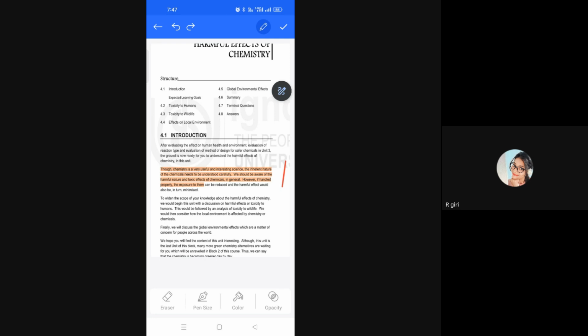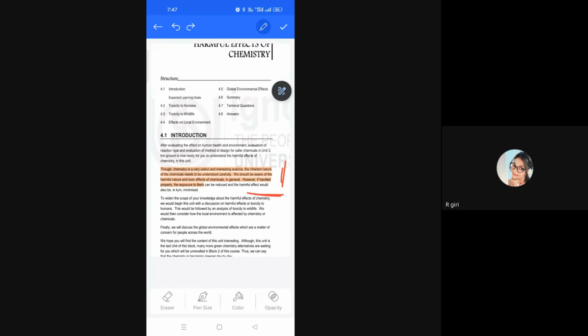We should be aware of the harmful nature and toxic effect of chemicals in general. However, they should be handled properly to limit exposure to them. Again, I am reading. Though chemistry is a very useful and interesting science, the inherent nature of the chemical needs to be understood carefully. That means whether a chemical is very much harmful or very much suitable, you should first understand it carefully. We should be aware of the harmful nature and the toxic effect.